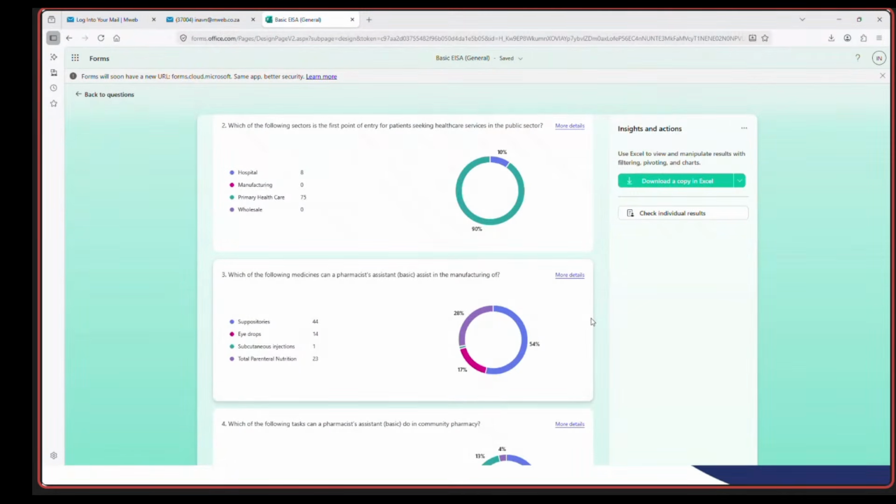That is also on the level of cognition of knowledge. So the correct answer is then public health care. 90% of you answered that one correctly.